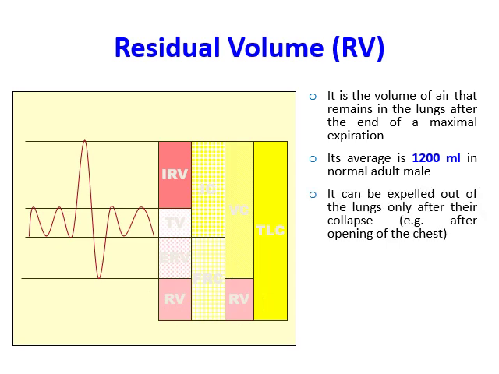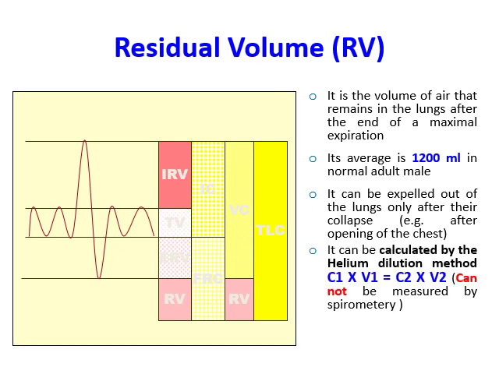The residual volume can be expelled out of the lung only after its collapse, that's to say, after opening the chest. So it cannot be detected by spirometry, and it can be calculated by the helium dilution method. And then you get the residual volume by the equation that says: functional residual capacity minus expiratory reserve volume gives us the residual volume.